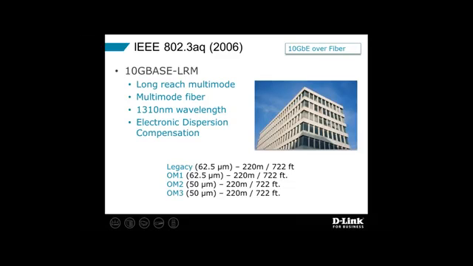So LRM is actually a good technology to choose for an older building where we don't want to swap out the fiber. We want to try to get 10 gig speeds over the existing old school fiber. And here at D-Link, we still sell a lot of optics that use the 10GBASE-LRM techniques. So there's a legacy 220.